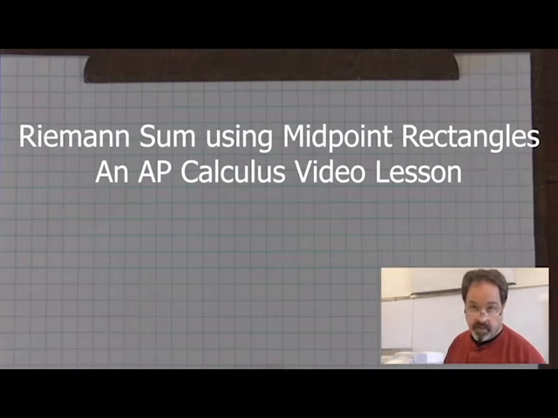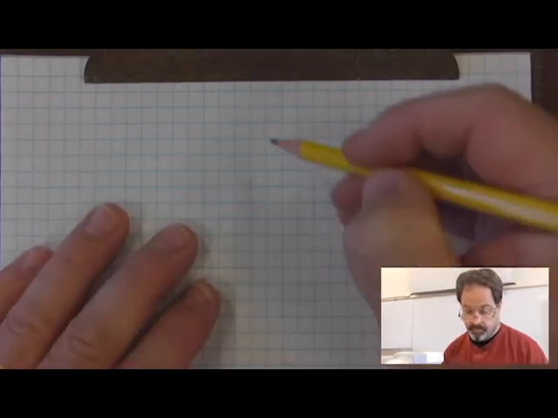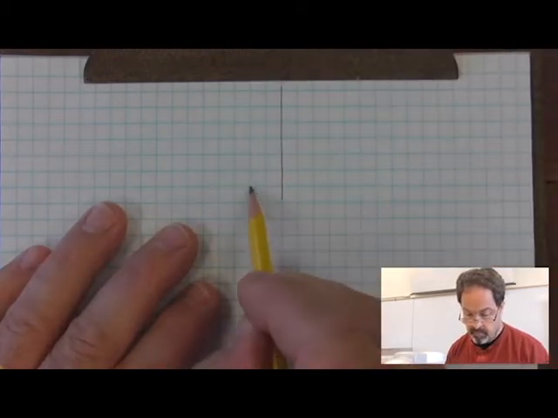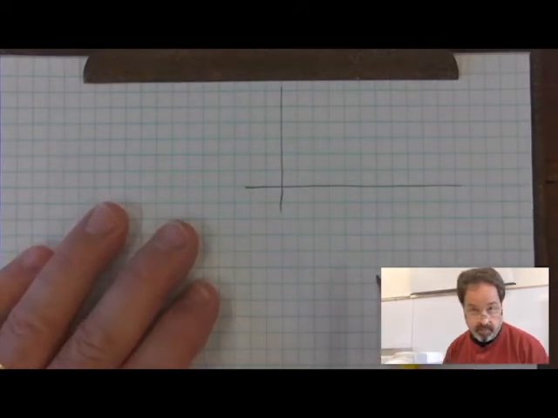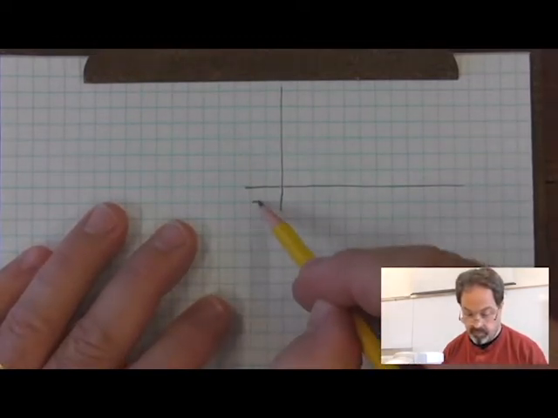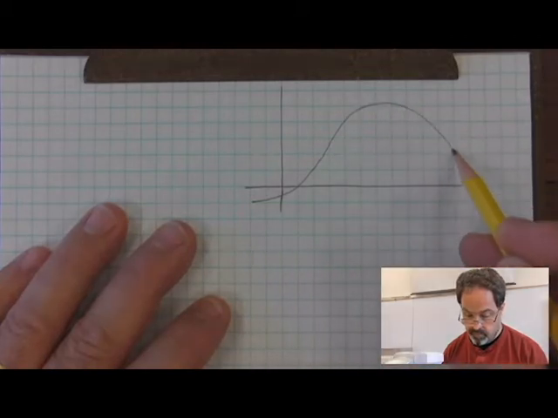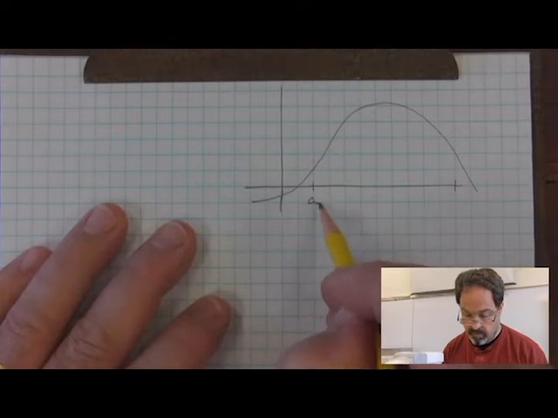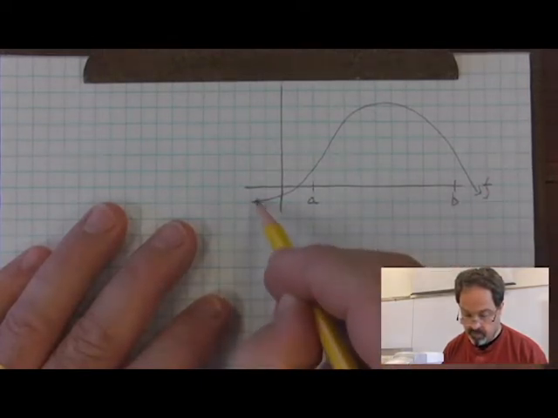So I'll say here, this is a video lesson on a Riemann sum using midpoint rectangles. I'm going to begin by drawing a function that we might want to estimate the area under the curve of, and this function will have a sharp curve. We may be asked to estimate the area between A and B under this curve that we will call F.